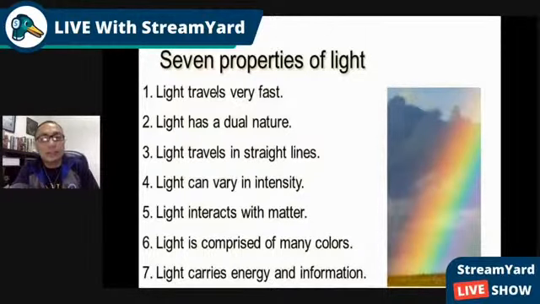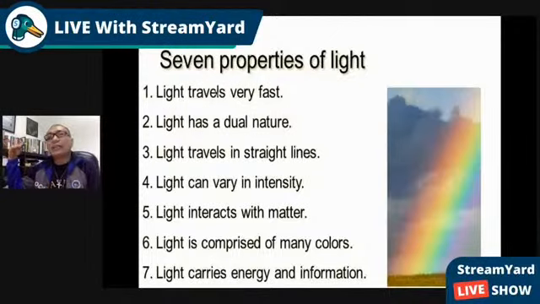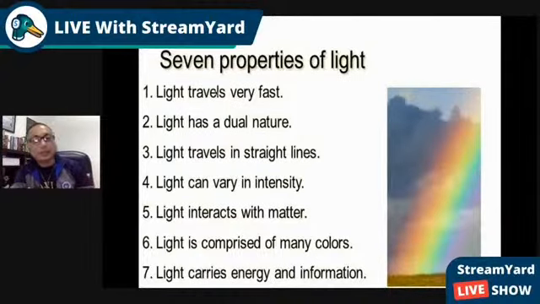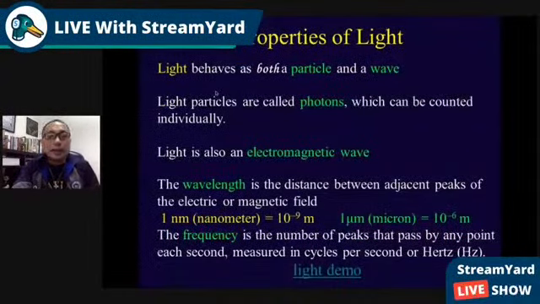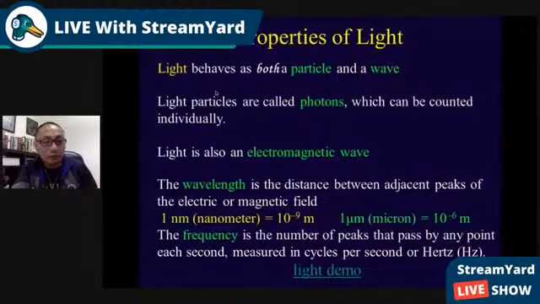No, the change in intensity can also give you the colors. Light interacts with matter. It is slower when it passes through solids like glass, but it's faster in a vacuum. When it goes back to the vacuum, it continues to maintain its speed, which is invariant, that is 300,000 kilometers per second. It's comprised of many colors, carries energy and information also. Again, it's both a particle and a wave, and the particle is called a photon.